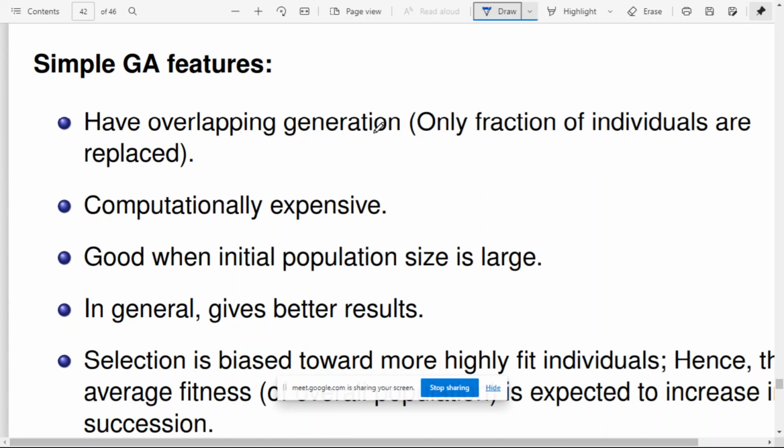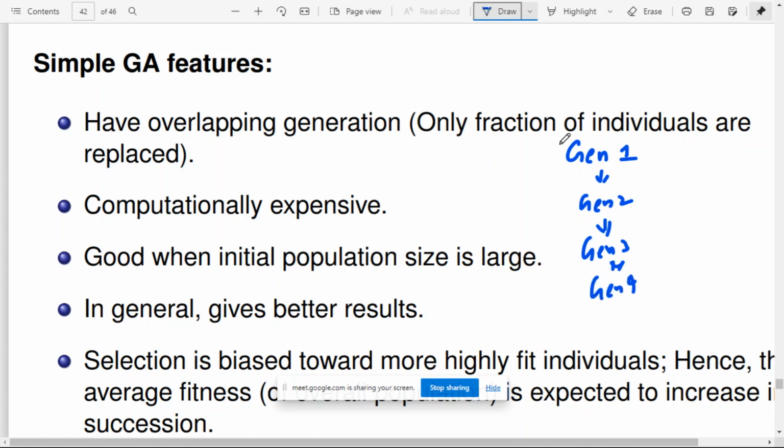These are the features of the simple genetic algorithm. It may have overlapping generations. Only fractions of individuals are replaced. That is, whenever you create a new set of offsprings, the new set of offsprings will only replace the previous generation. It won't replace all the generations. Assume that currently the population contains four generations: generation 1, generation 2, generation 3, and generation 4. These are the four generations currently available in the initial population.